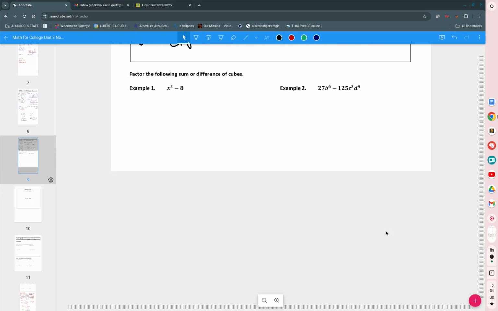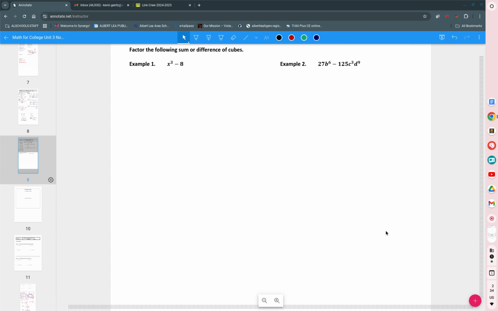Let's try 2 problems together. We'll let you guys do a little bit of work on your own then. I see that I have a perfect cube in x cubed and a perfect cube in 8. So I set up a binomial and a trinomial. What do you multiply 3 times to get x cubed? X. Good. What do you multiply 3 times to get 8? 2.